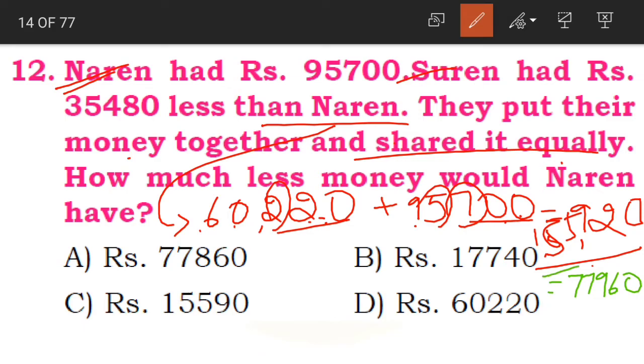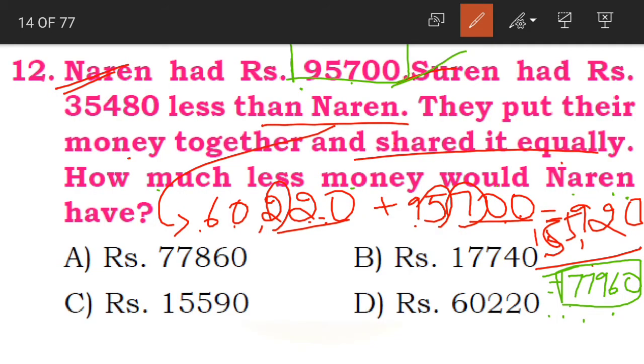What did they get by dividing among each other? 77,960. Now Naren has 77,960 and Suren also has 77,960. Now how much less money would Naren have? First, what did Naren have? 95,700. But now what does he have? 77,960. So what should we do to find out the difference? We need to subtract. Understanding, children? After dividing, Naren has 77,960. But before he had 95,700. So we need to find out the difference.